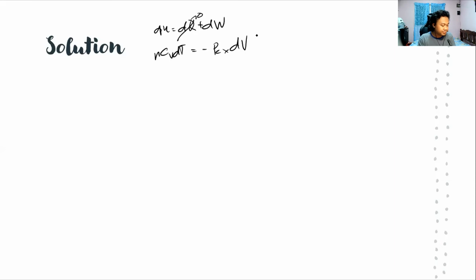Since we are not given the Cv, right? We are not given the Cv. But since O2 is a diatomic molecule, we can assume that Cv is equal to 2.5 R, and likewise Cp is equal to 3.5 R. But what is useful to us now is this value, 2.5 R. Right? So next, we have our n Cv dT.